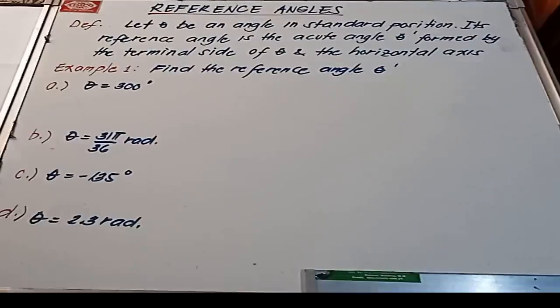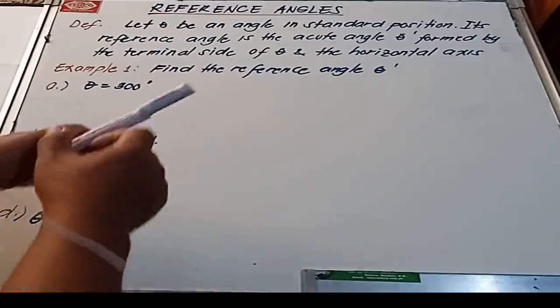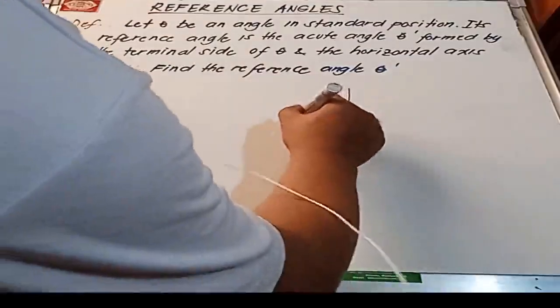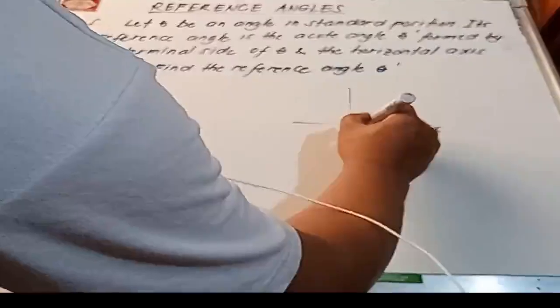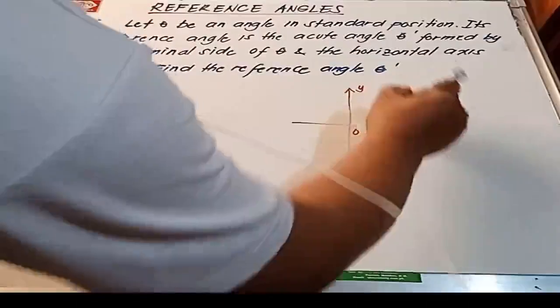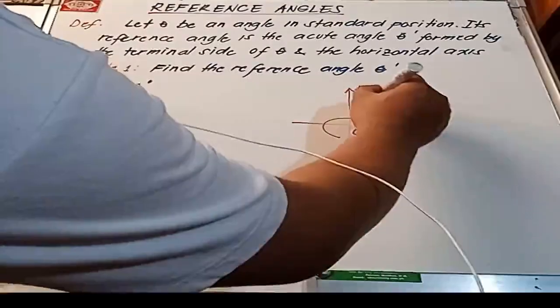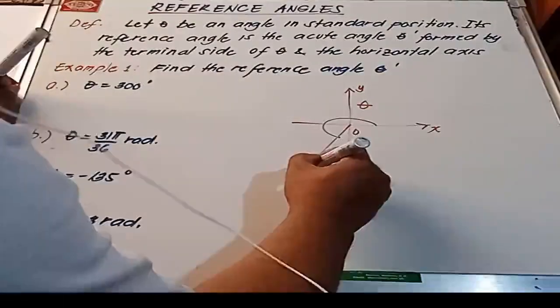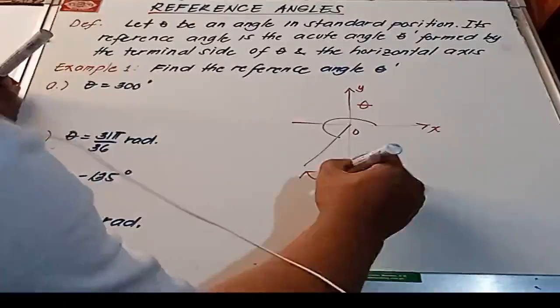Kapag daw tayo ay merong angle in standard position, when we say standard position, the angle is measured starting from the positive x-axis. And it can be rotated counterclockwise or clockwise direction. So, halimbawa, meron tayo ditong xy plane. Let's say we have here your theta or angle in standard position. Ito yung kanyang terminal side.